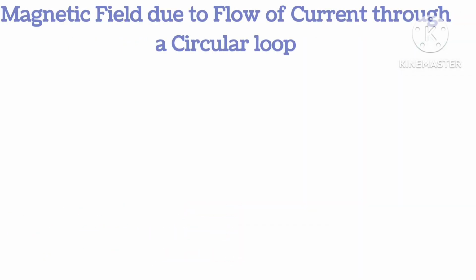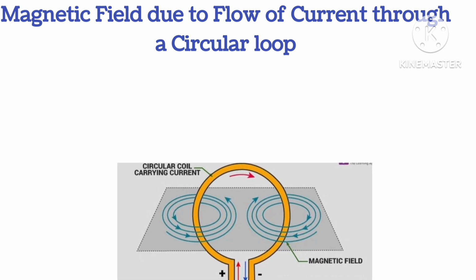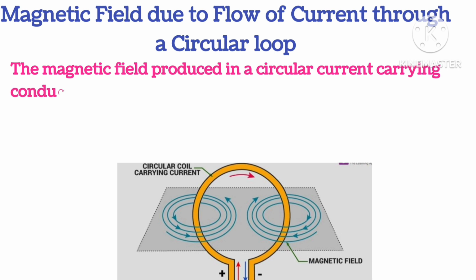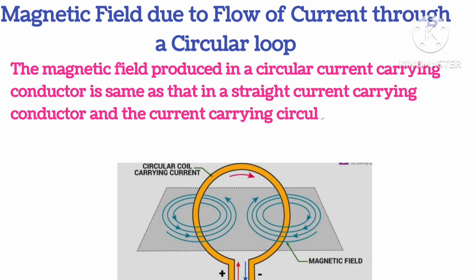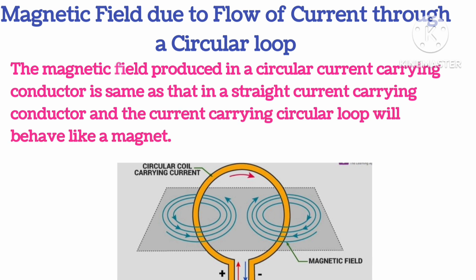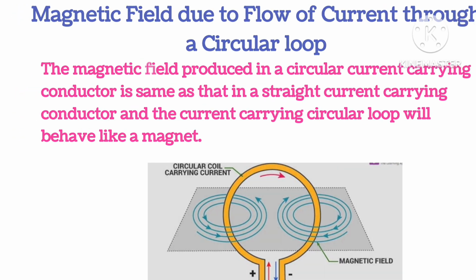Magnetic field due to the flow of current through circular loop. As you can see in this diagram, the magnetic field produced in the circular current carrying conductor is same as that in the straight current carrying conductor, and the current carrying circular loop will behave like a magnet.